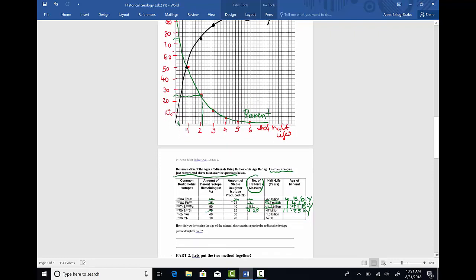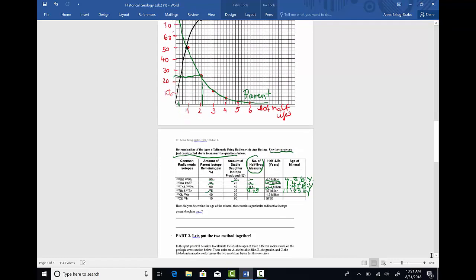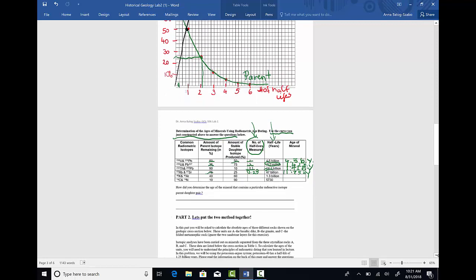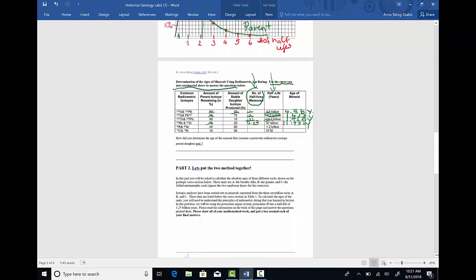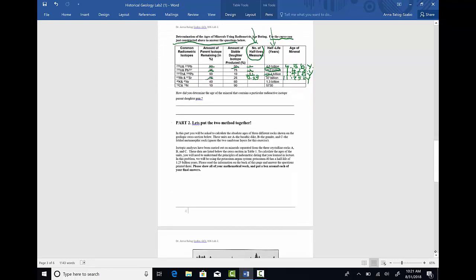And now the next problem. How do you determine the age of the mineral that contains the particular radioactive isotope parent-daughter pair? You get the number of half-lives and you multiply that with the duration of the half-life and you get the age of the mineral. So now we're going to put the relative dating and absolute dating together. The important thing is that they're using potassium-40, and the half-life of potassium-40 is 1.25 billion years.